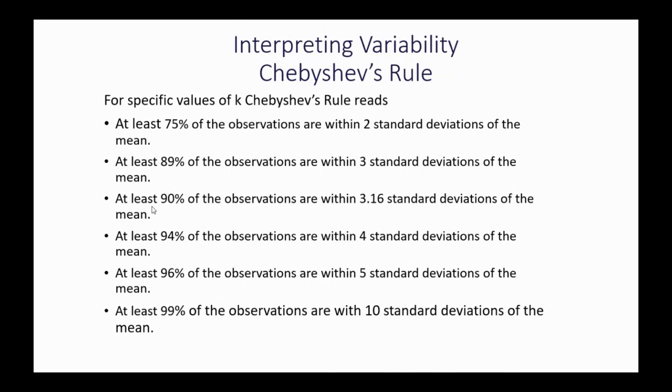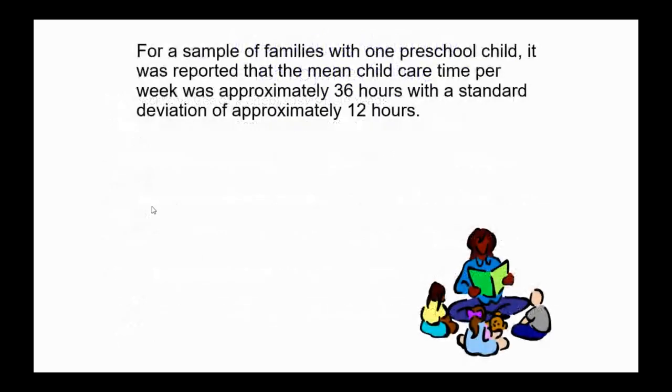Okay, let's look at an example. For a sample of families with 1 preschool child, it was reported that the mean child care time per week was approximately 36 hours, with a standard deviation of 12 hours. So mean was 36, standard deviation is 12.